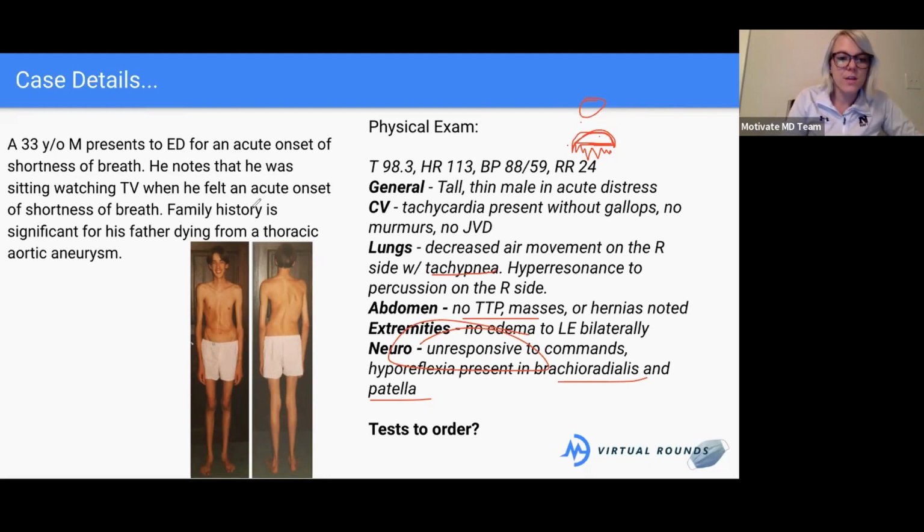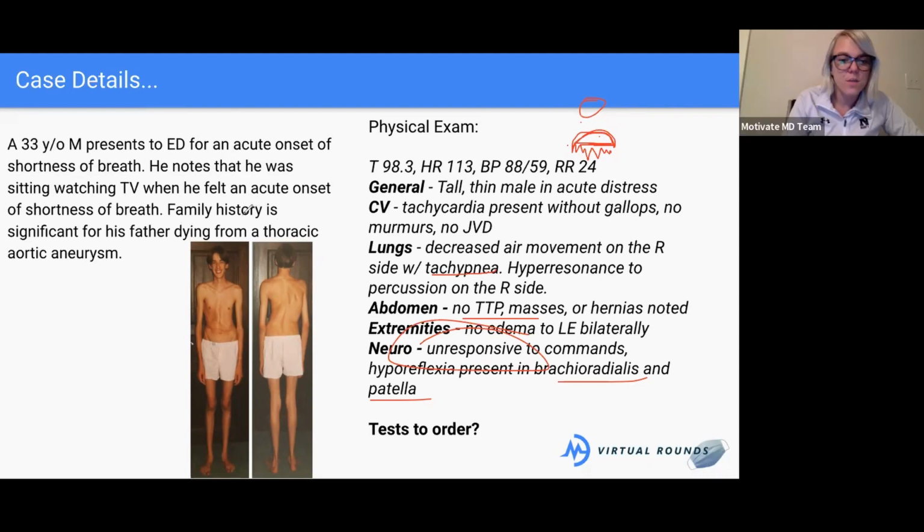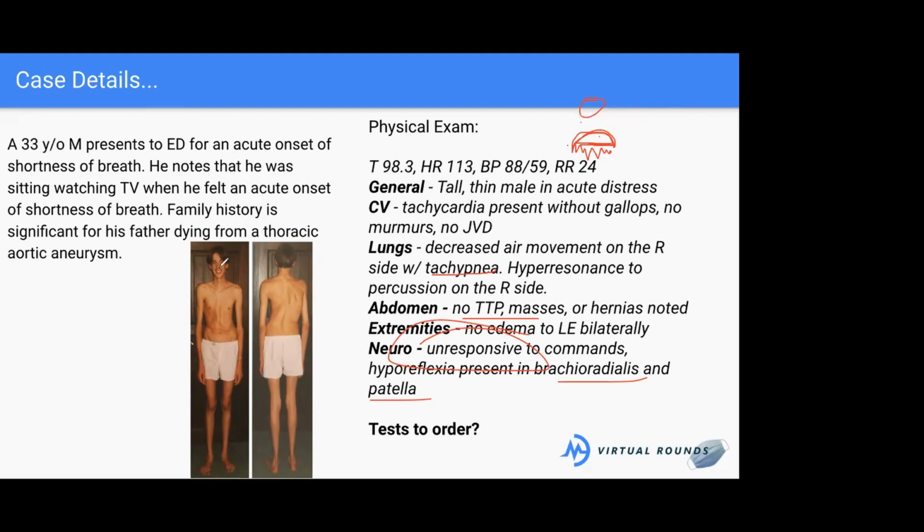CBC, troponin, I agree. Good. Ultrasound. Okay, what are you looking for with an ultrasound? I would say distension of the iliac aorta. I'd also like to see closer towards his heart, in case he's having an aneurysm. I'd also like to see if there's any fluid in his lungs or any edema.